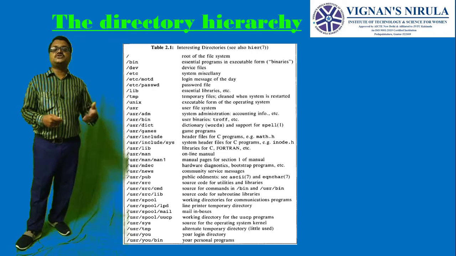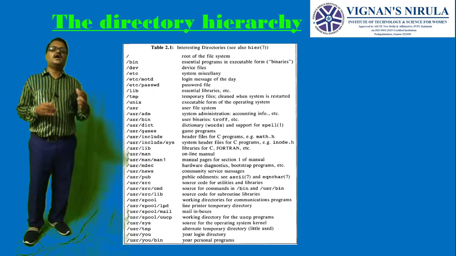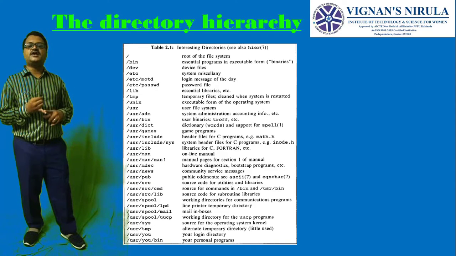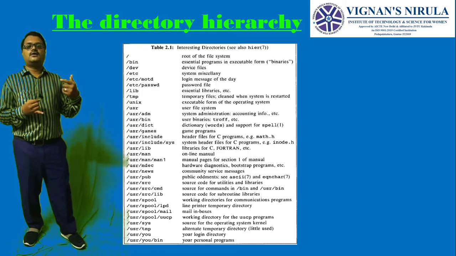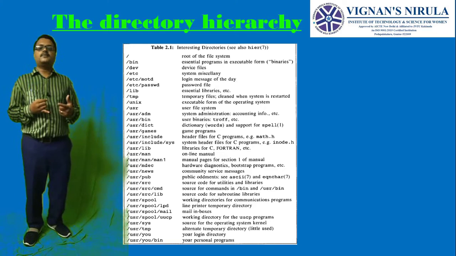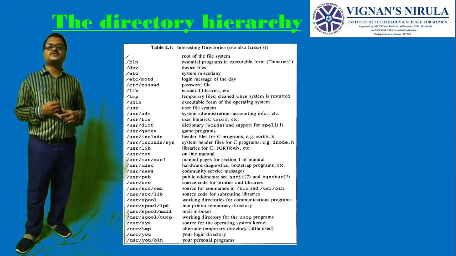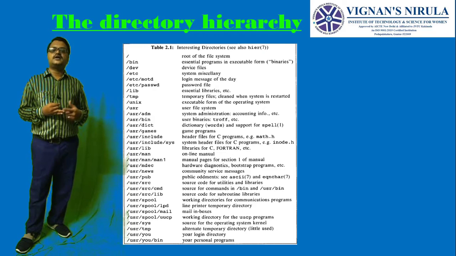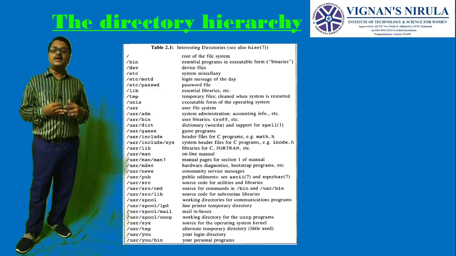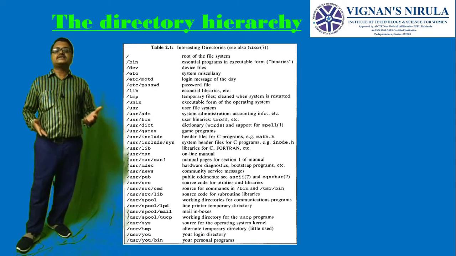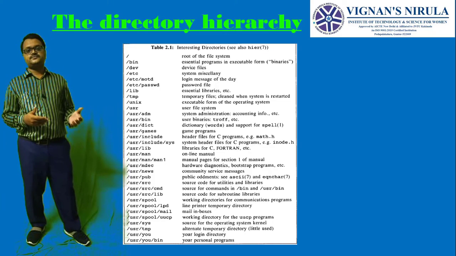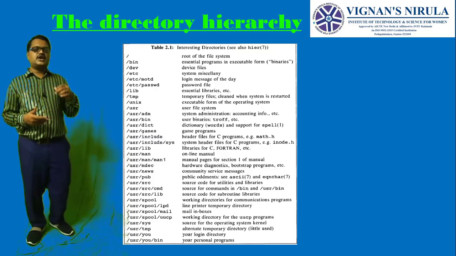Next, /usr/include/sys. What does it contain? It contains system header files like fcntl.h, which covers open, read, close, and write. Time.h is another header file, and also ipc.h and shm.h. All the system-related header files are present in /usr/include/sys. Clear?